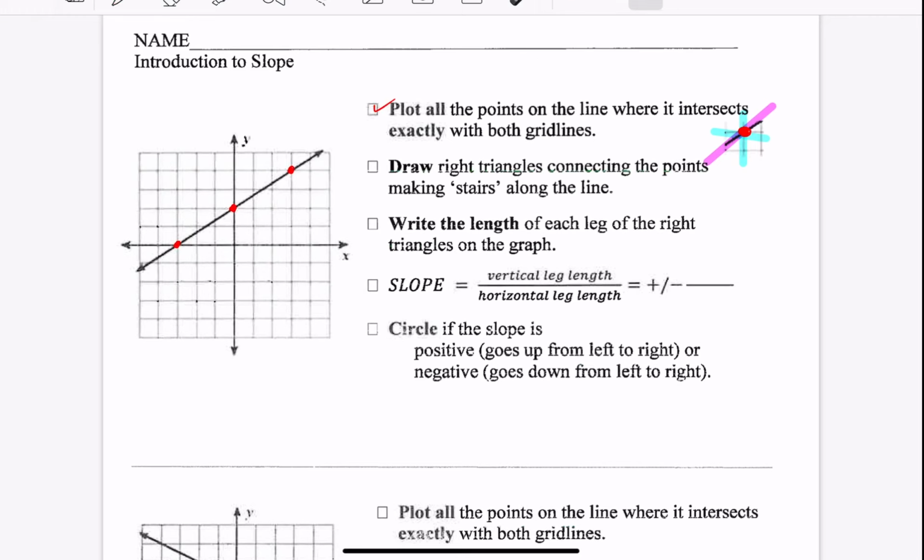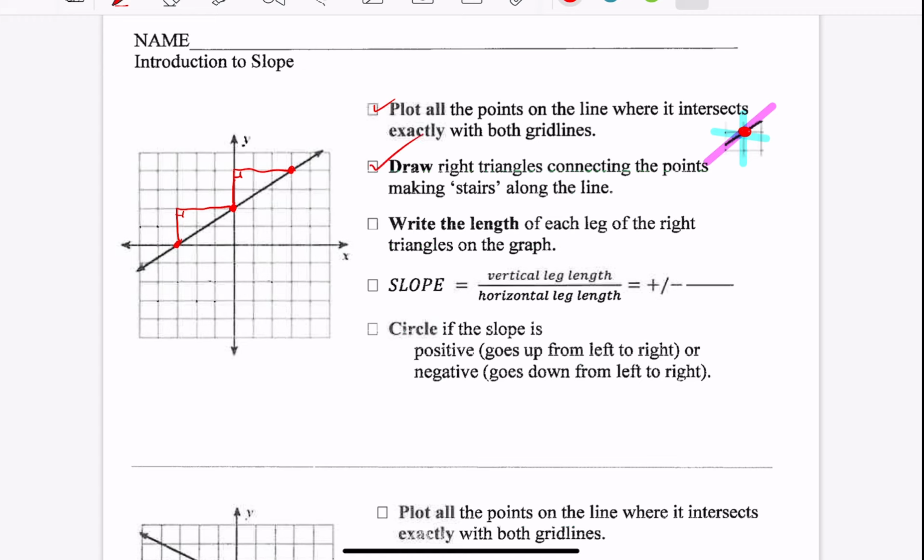Next thing we're going to do is draw right triangles connecting the points, making stairs. And it doesn't matter which direction I do this in. I can do it in the up over direction, but it just has to be a right triangle. So I just have to make a right triangle where the part of the line is the hypotenuse, and these are the two legs of the triangle. So those are the only triangles I can draw, so I drew them.